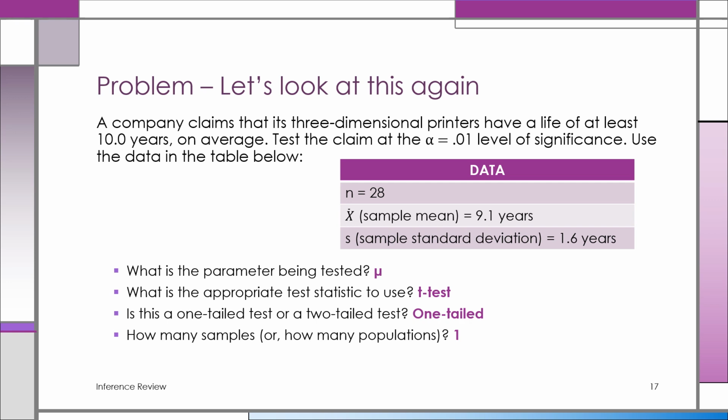What is the appropriate test statistic when n is 28 and you don't know sigma? T-test. Since the claim was that the life is at least, the minute you see the words at least or at most, it's going to be a one-tailed test. This is a one-tailed test because of the word at least. How many samples are we looking at? Just one sample. We're just looking at one particular sample.